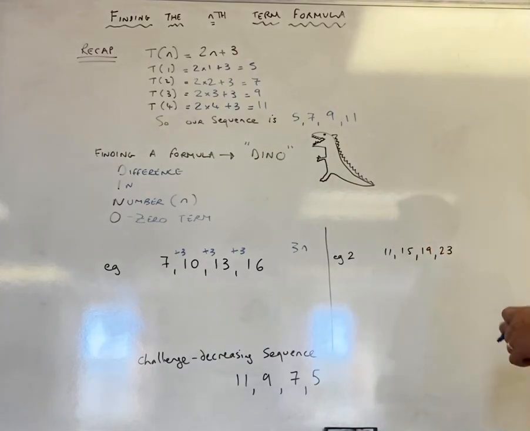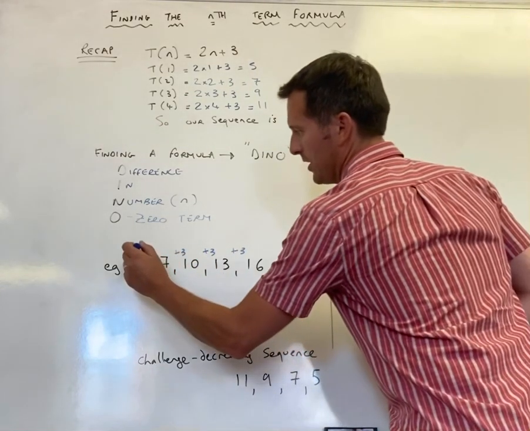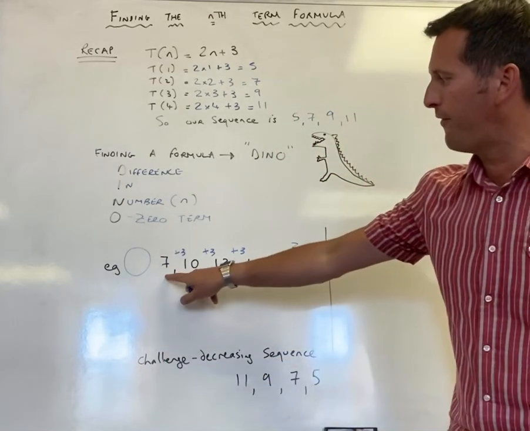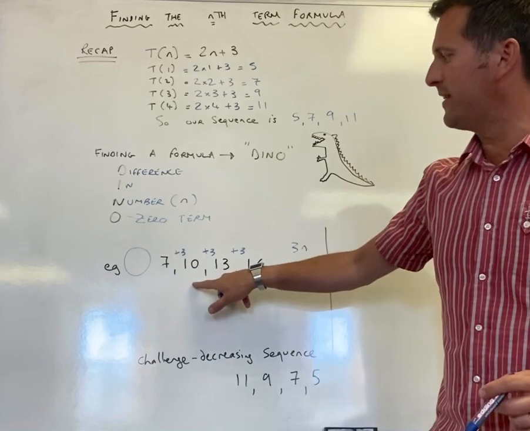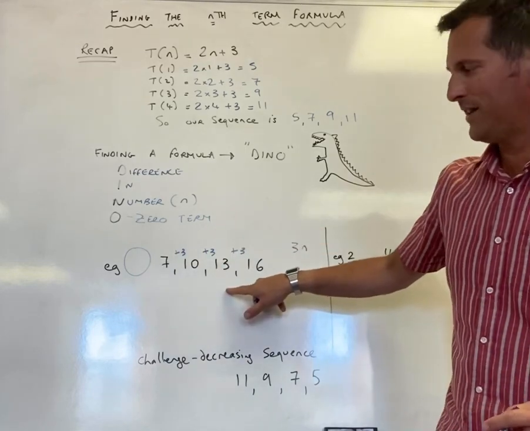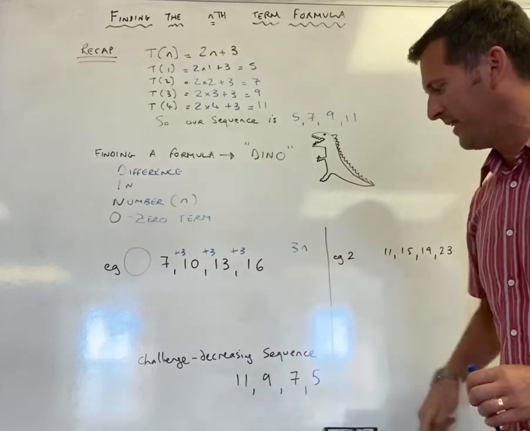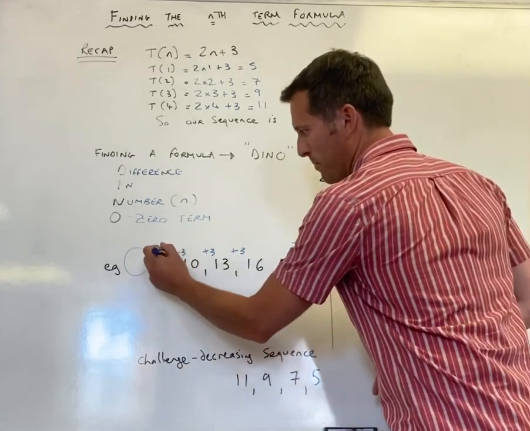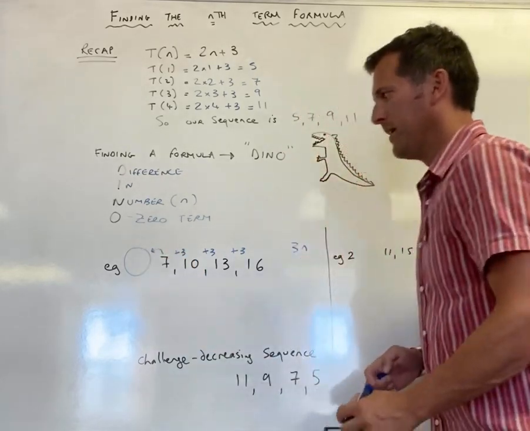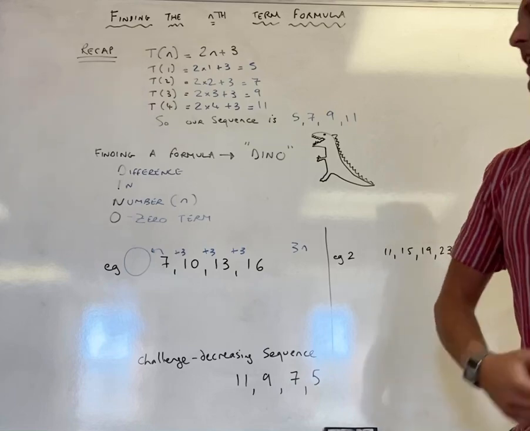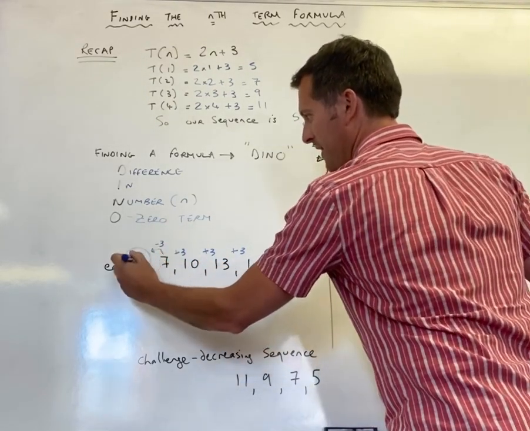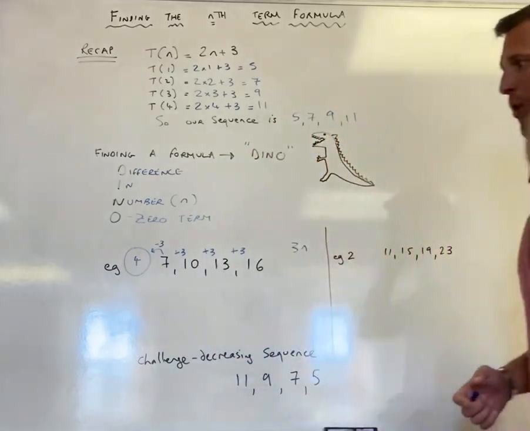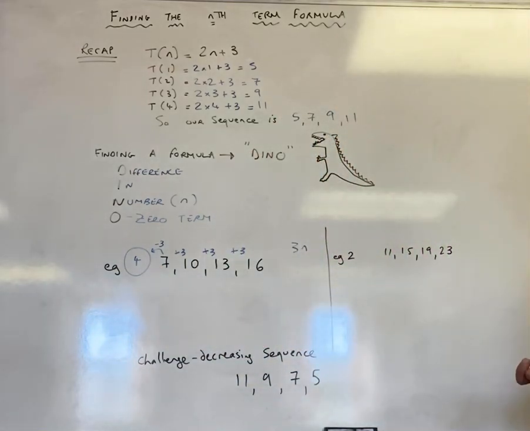Now the 0 term. What I always do is put a blob in here and say, well, this was the first term of our sequence, which was 7. Then we added on 3 to get to 10, added on 3 to get to 13, added on 3 to get to 16. If I was to take a step backwards to get the 0 term, then I'd have to take 3 off. And if I take 3 off the 7, that gives me 4. So the 0 term is 4.